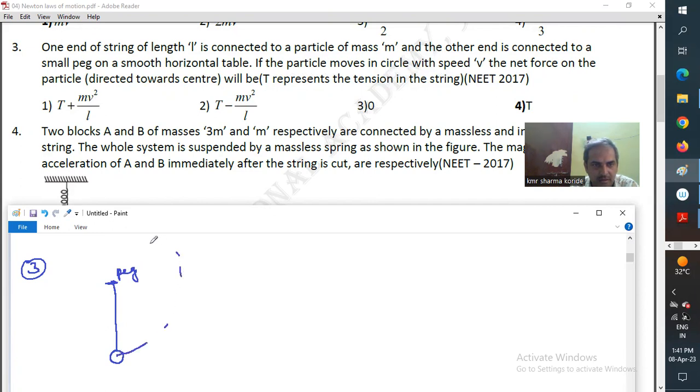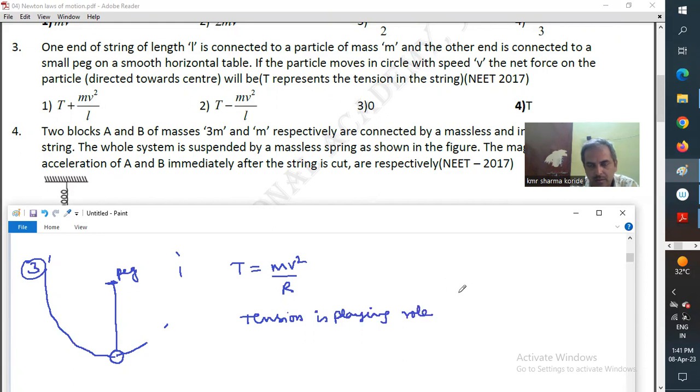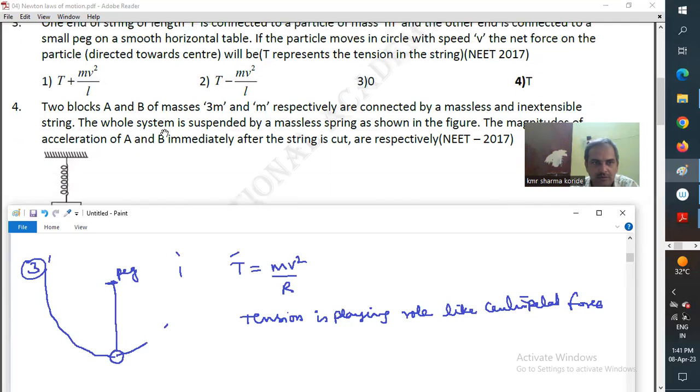So while moving in the circular path, tension is always balanced with the centripetal force. So tension is playing a role like centripetal force. So don't assume the existence of both. Tension is acting like a centripetal force. So magnitude of the tension is equal to magnitude of the centripetal force. So option 4 is correct. Moving to another question.